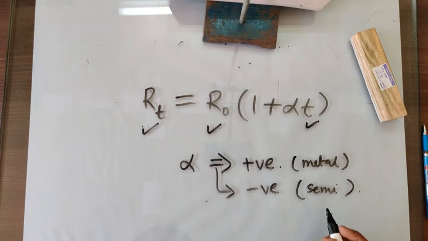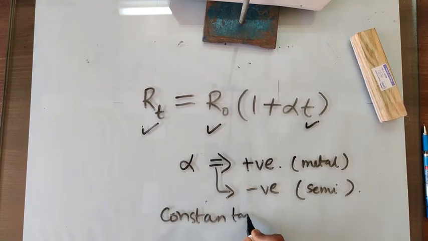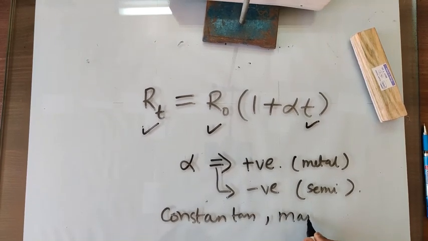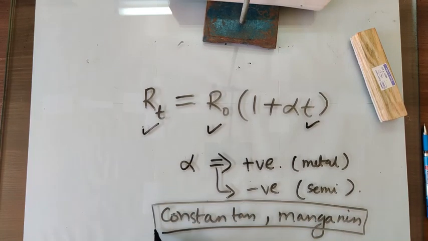and for alloys like constantan and manganese, the temperature coefficient of the resistance alpha is very small. These are temperature independent resistors.